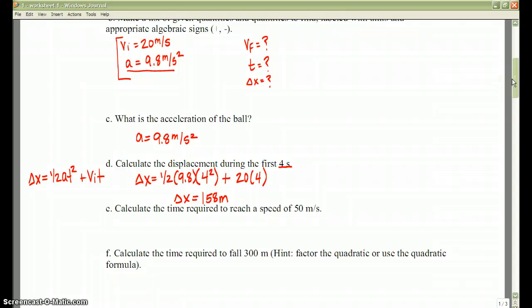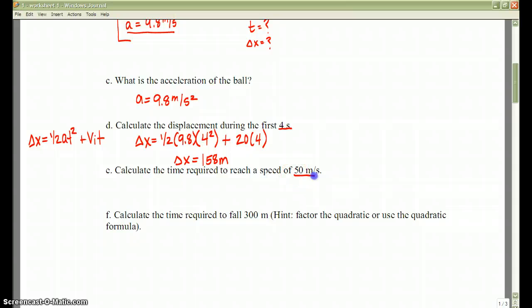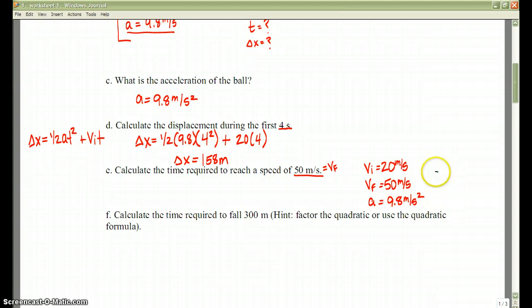For our next problem, we want to calculate the time required to reach a speed of 50 meters per second. Think of 50 meters per second as your final velocity, because that's what it wants to know. How long is it going to take to go to 50? For this problem, we have an initial velocity of 20 meters per second, a final velocity of 50 meters per second, and we know our acceleration, because the thing making this go faster is our 9.8. What we want to solve for is our time.